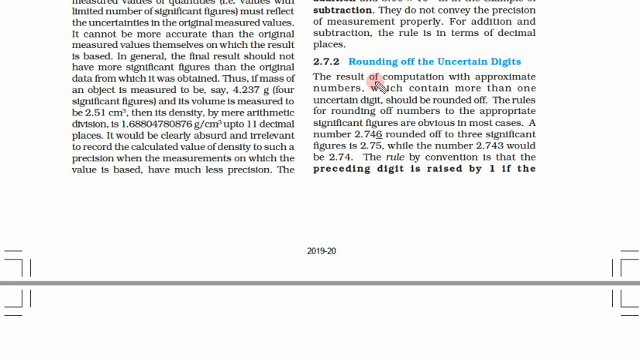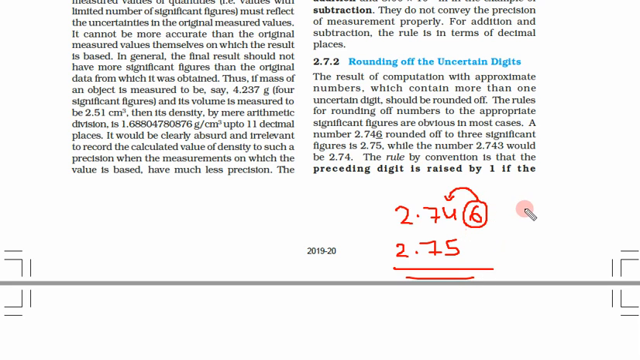We were learning about rounding of the uncertain digits. So if there are more than needed digits, then how do we round off? We have learned that to round off any number like this, if it is more than 5, we increase the previous number by 1 and then drop it. So this will become 2.75.